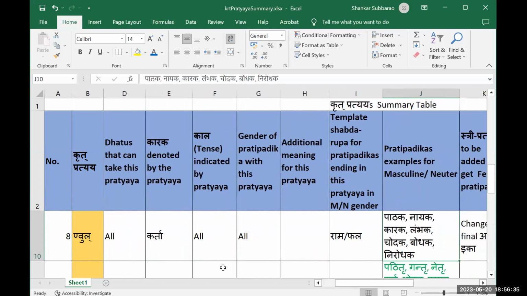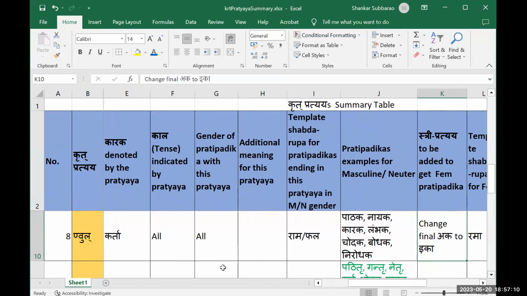What are the words? Pathaka, one who studies. Nayaka, one who leads, carries. Karaka, one who does. Lambhaka, labh became lambhaka, one who gains. Chodaka, one who asks. You will see this. Bhashyakara will say, chodakaha prishyati, means some fellow questions, a questioner questions. Bodhaka, one who teaches, or one who knows. Here, one who knows. Nirodhaka, one who stops. All this is an agent.